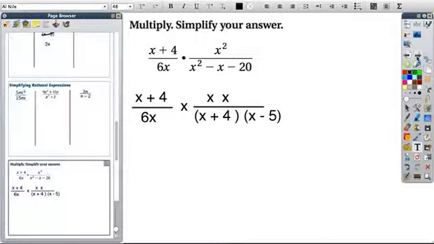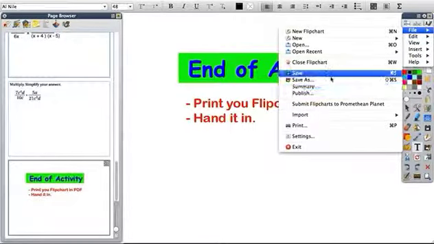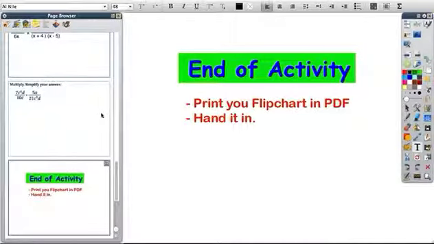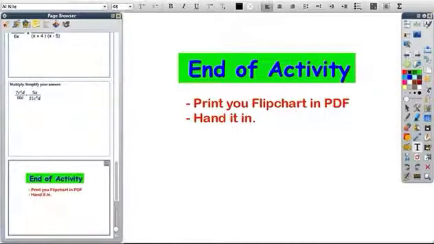When you're done with the flip chart, I want you to print it as a PDF. So you're going to go to print and print as PDF, and then hand it in to the Dropbox. You're going to go here and print, and in print, export to PDF. Click that and then save it somewhere you know, and hand it in. This is due today, and it's worth 25 points. Thank you.